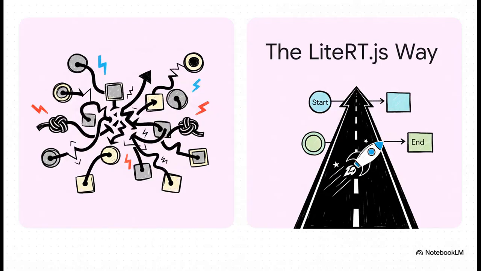And when you see it side by side, the difference is night and day. On the left, you've got that crazy four-step brittle chain we just talked about. But on the right, that's the LiteRT.JS way. You go directly from PyTorch to LiteRT. One step, that's it. This isn't just an improvement, it completely changes the entire developer workflow.